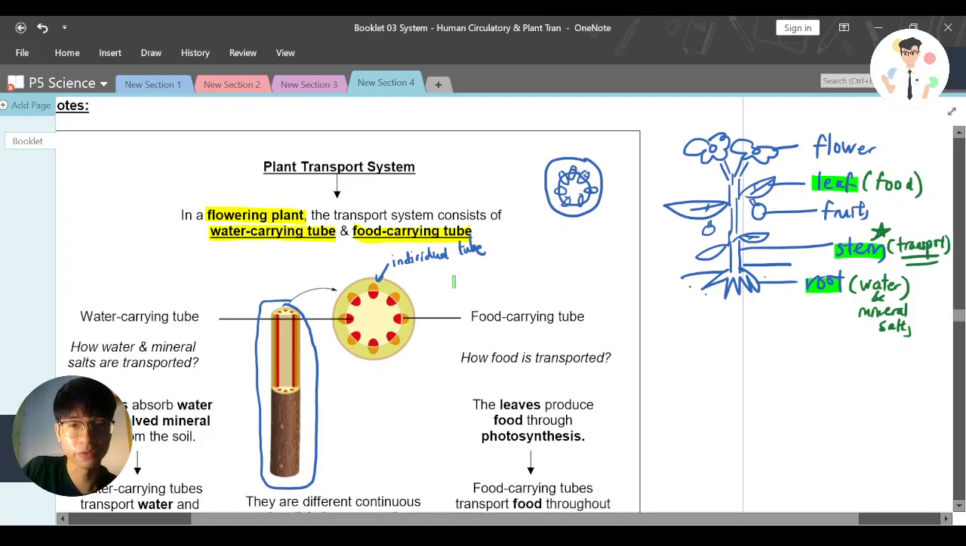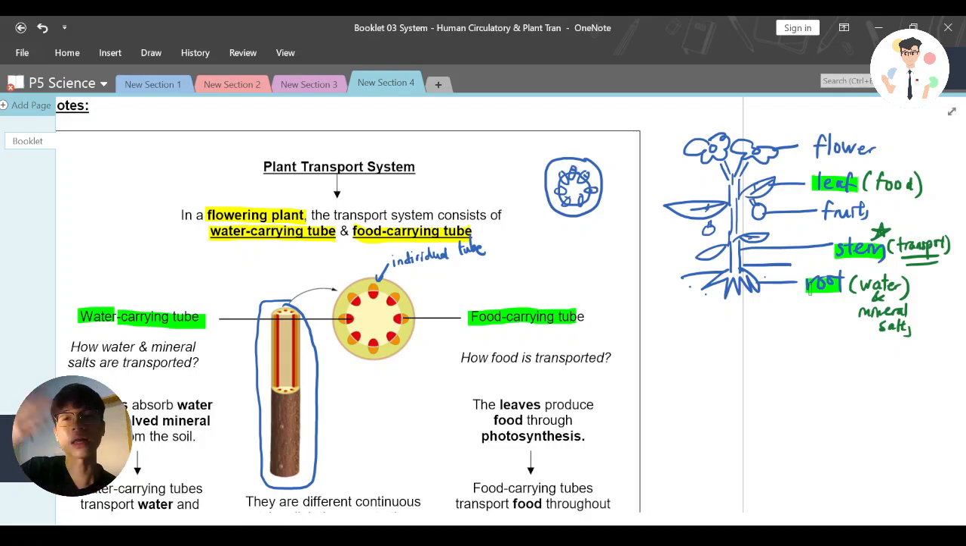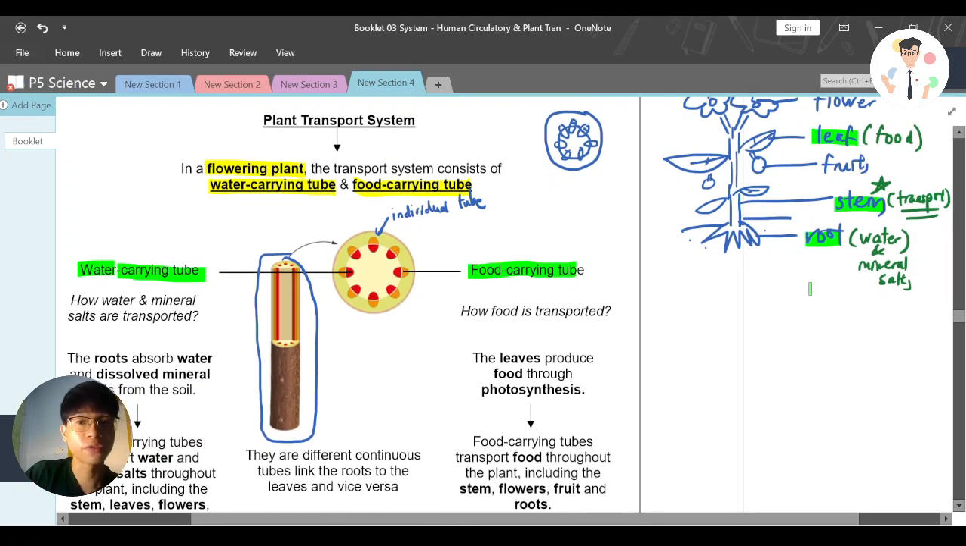It means that it transports food. Very simple. Food carrying tube. For example, leaf produces food. When I want to transport it maybe to the flower, it will go through this food carrying tube going up. And on the other hand, the inside part is actually the water carrying tube. It means that it will transport the water. The same thing, when root absorbs the water, it will go through this water carrying tube and go to different parts of the plant, such as the flower, the leaf, the fruits. Okay, now maybe let's look at the food carrying tube first.